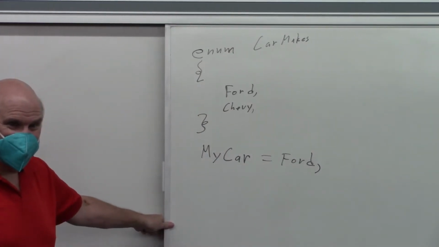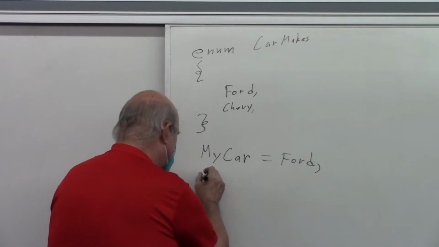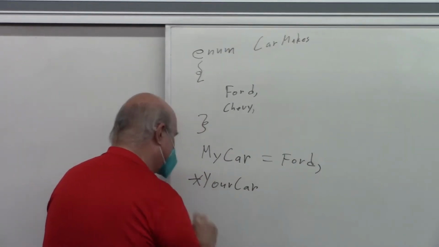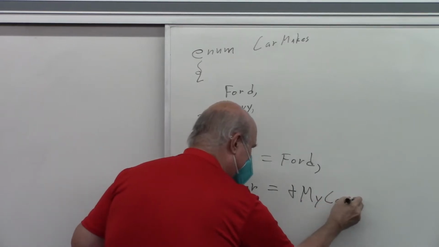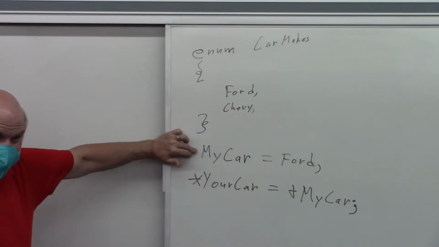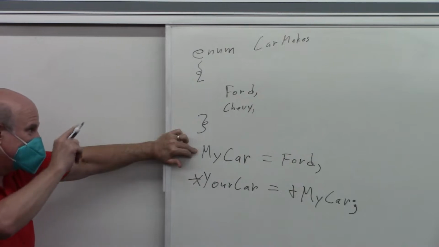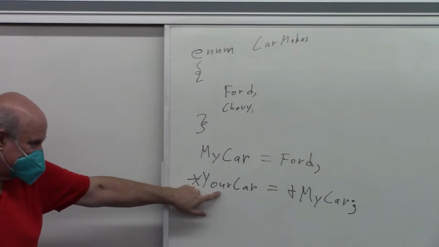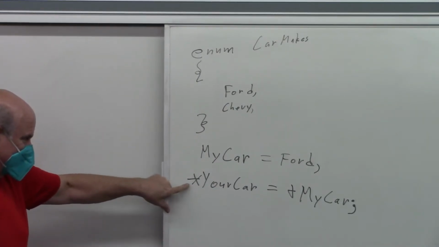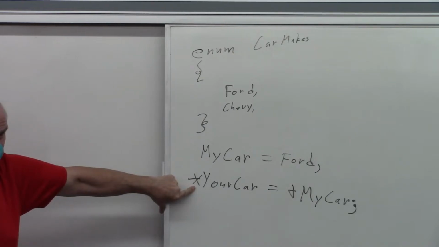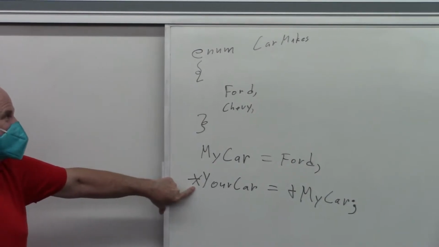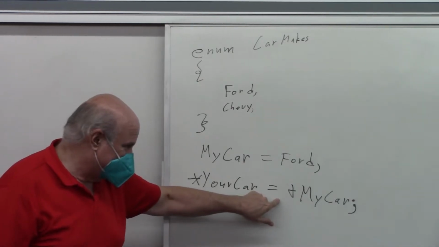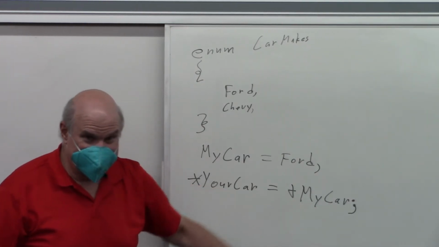Not only that, I can declare multiple things. This is a variable of type car makes. The variable name is my car. Because I am preceding this variable name, your car, with an asterisk, which is the pointer symbol, I am declaring a car makes pointer variable, and I happen to be assigning it to a reference to my car.